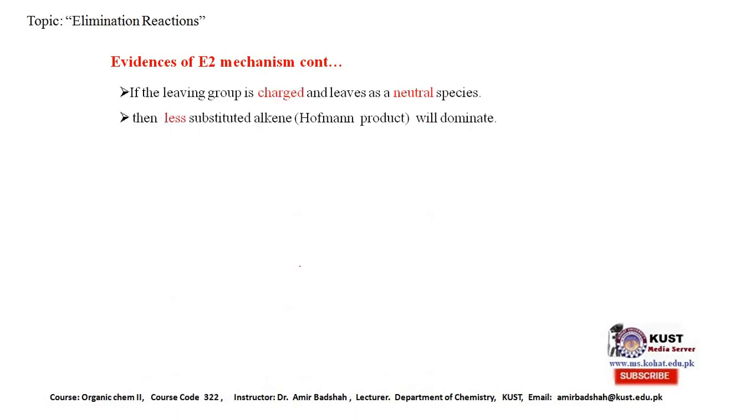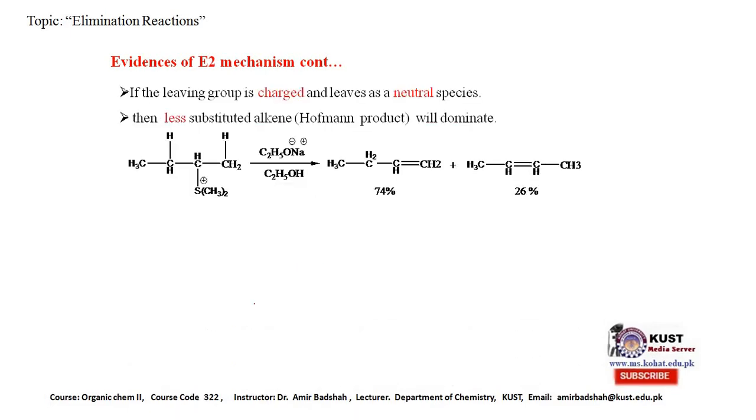If the leaving group is charged, for example, as shown here, when it is bonded with the alpha carbon and it has a charge, this species is a charged species, and when it leaves, during leaving this species leaves as a neutral species. For example, this species will leave as a sulfide, dialkyl sulfide, CH3 CH3. So in that case, which product will dominate?